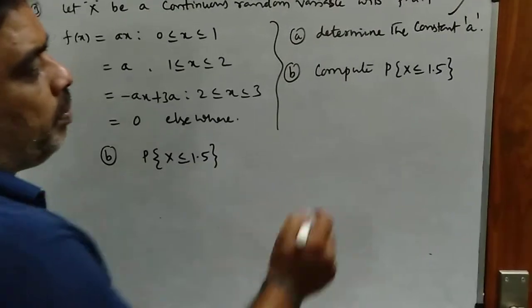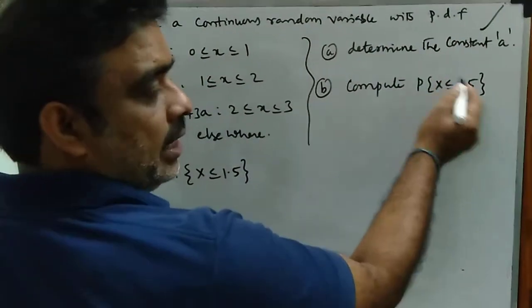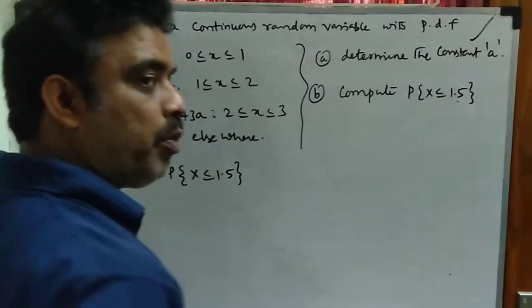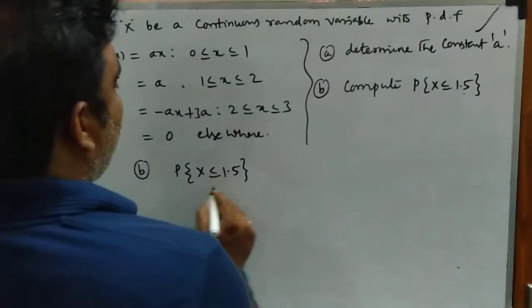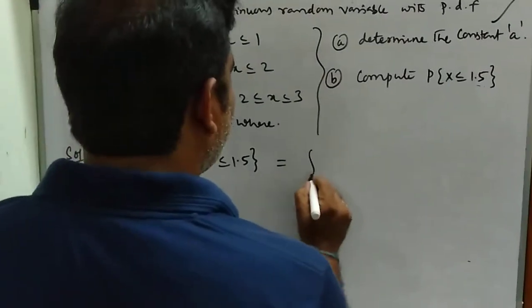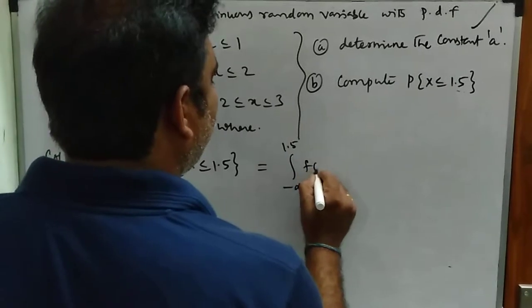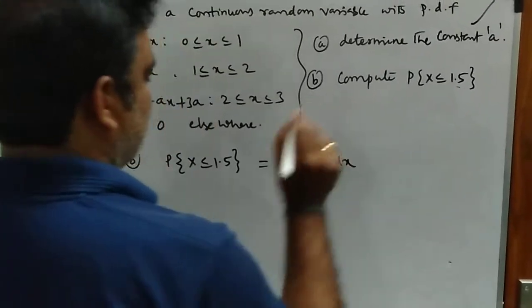Now compute the probability of x less than or equal to 1.5. So initially I had written 1, change it to 1.5. Probability of x less than or equal to 1.5 means what? Integral minus infinity to 1.5 f of x dx.